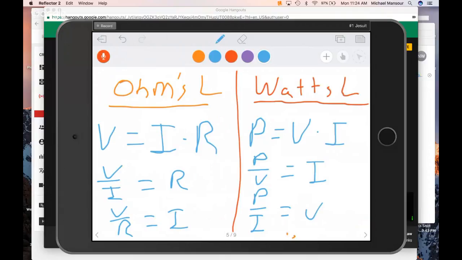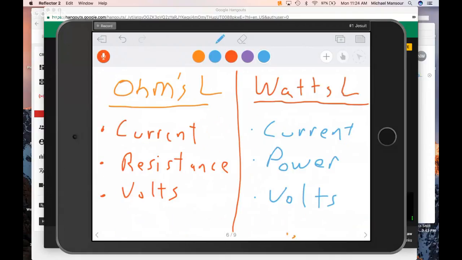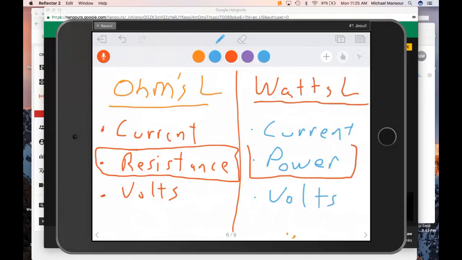On some equations, you'll use Ohm's law. On some equations, you'll use Watt's law. The key thing that you are looking for is one word in each. If you see the word resistance, you are going to use Ohm's law. If you see the word power, you are going to use Watt's law.